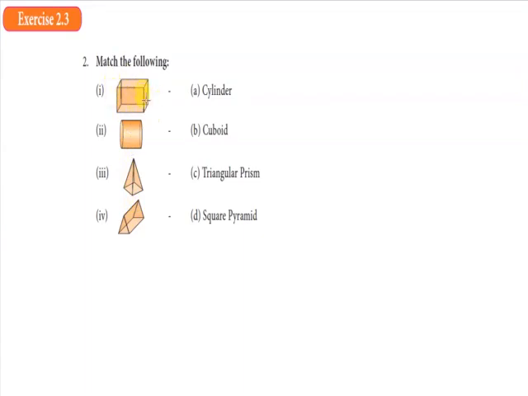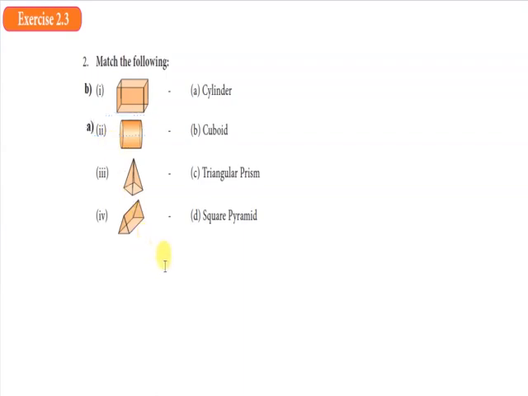The first one we can call a square prism or cube, the rectangular prism or cuboid. So the answer for this one is B. You can write it down: the answer is B, for the first subdivision. Then for the next one, you can straightaway see that this one is called a cylinder. So A is the answer for the second subdivision.